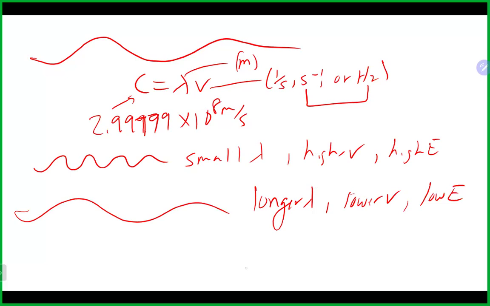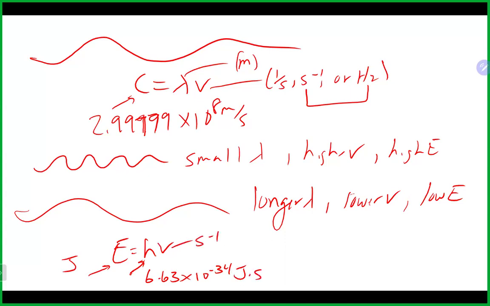We calculated the energy as well for a photon of light. E is equal to h times the frequency. Energy being in joules, h being Planck's constant, 6.63 times 10 to the minus 34 joule times seconds. And obviously our frequency here in reciprocal seconds. Here the seconds will cancel, and that will leave you with joules.